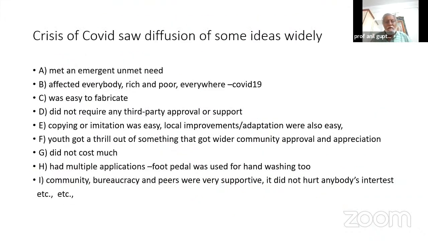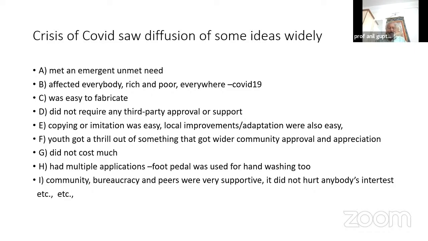So now let us look at some lessons of COVID. And how did ideas diffuse? So when we look at the dispenser, it met an urgent need, affected everybody, rich and poor, everywhere, was easy to fabricate, did not require third-party approval or support. Copying or imitation was easy, local improvement, adaptation was also easy. Youth got a thrill when they made something going and people appreciated, oh, you have made a good dispenser, you made a good hand washing tool.